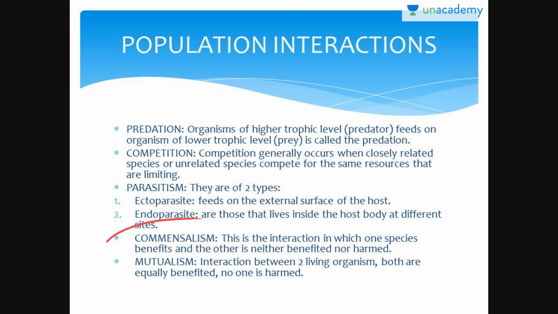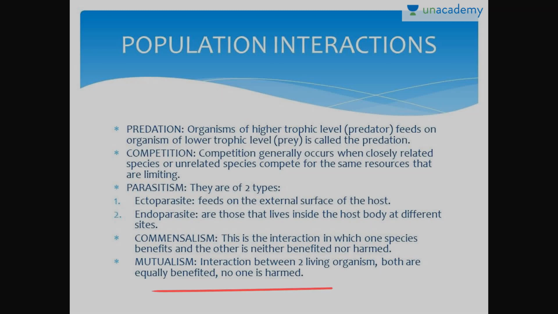Then commensalism and mutualism. Commensalism is the interaction in which one species benefits and the other is neither benefited nor harmed. So mutualism, interaction between two living organisms, both are equally benefited, none is harmed.